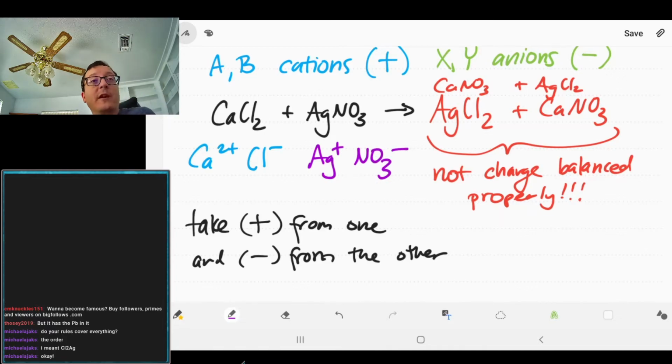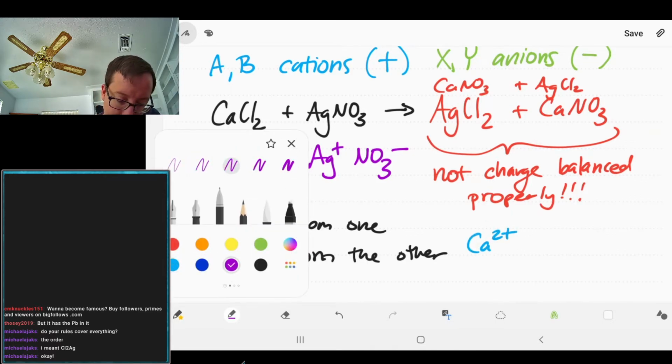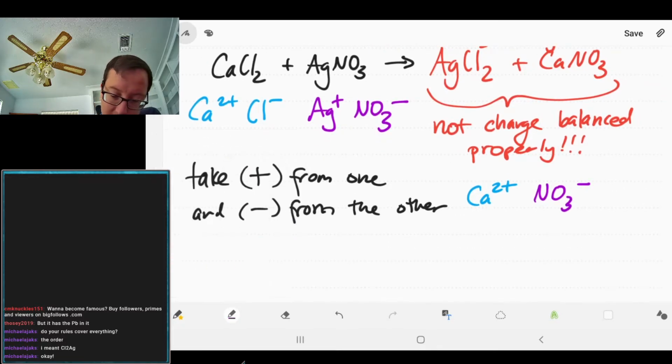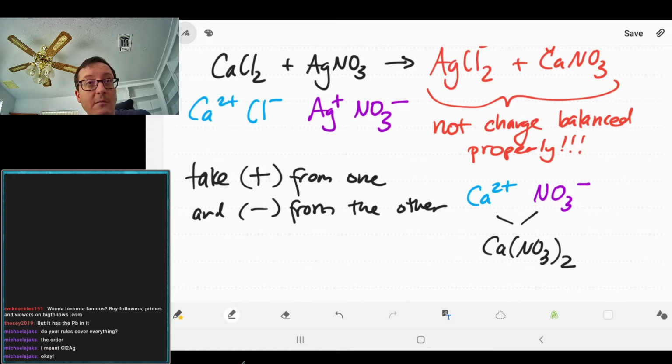So that's why it's very important that we know how to charge balance things. It's very important that we know our polyatomic ions and know what charges they have, and our preferred charges of many of these elements. So if we're going to take one purple thing and one blue thing, positive from one, negative from the other, we can take the calcium first. Why not? We want to put together calcium and nitrate. If we make a compound out of that, it becomes calcium nitrate, written as such, a perfectly charge balanced compound.